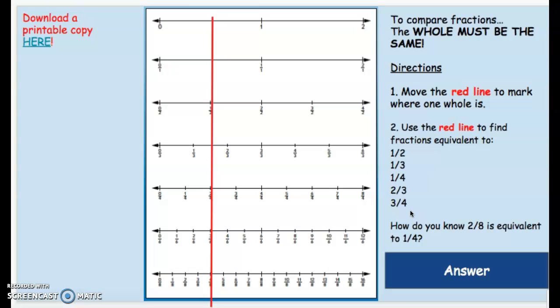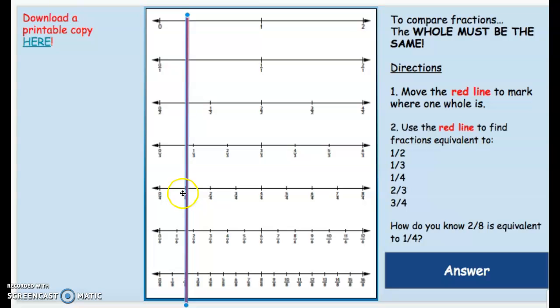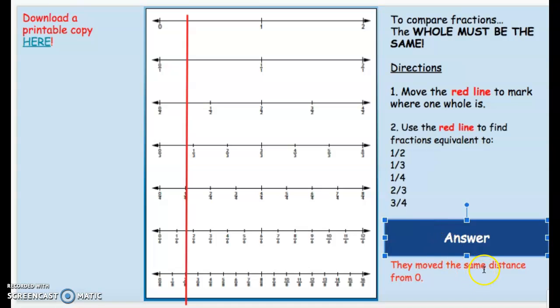Again, how do you know that any fractions are equivalent? For example, how do you know 2/8 is equivalent to 1/4? That's because 1/4 and 2/8 are both moved the same distance from 0.